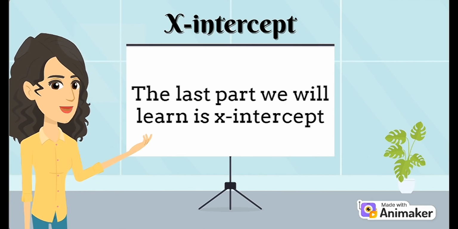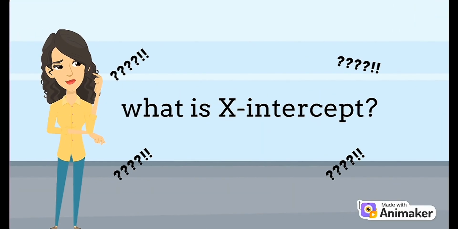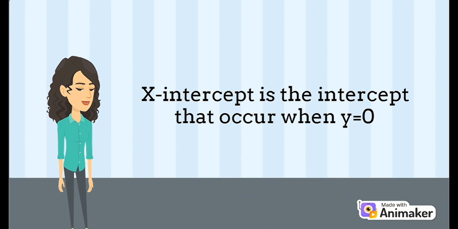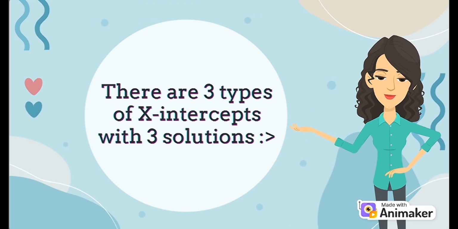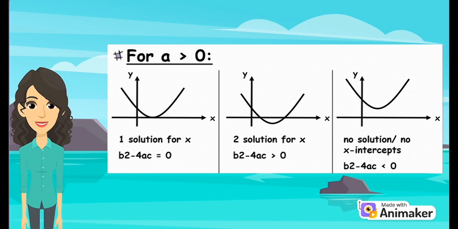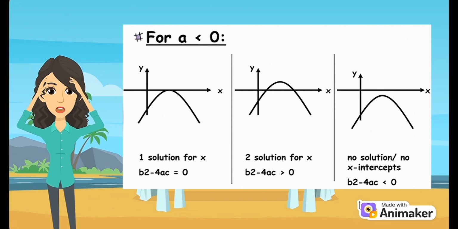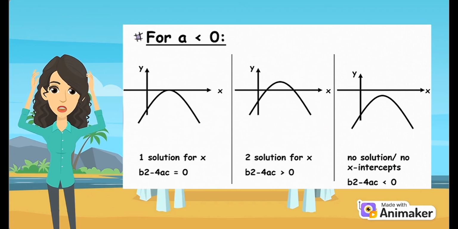The last part we will learn is x-intercept. What is x-intercept? X-intercept is the intercept that occurs when y equals 0. There are 3 types of x-intercept with 3 solutions. This is the x-intercept for a more than 0. And this is the x-intercept for a less than 0.